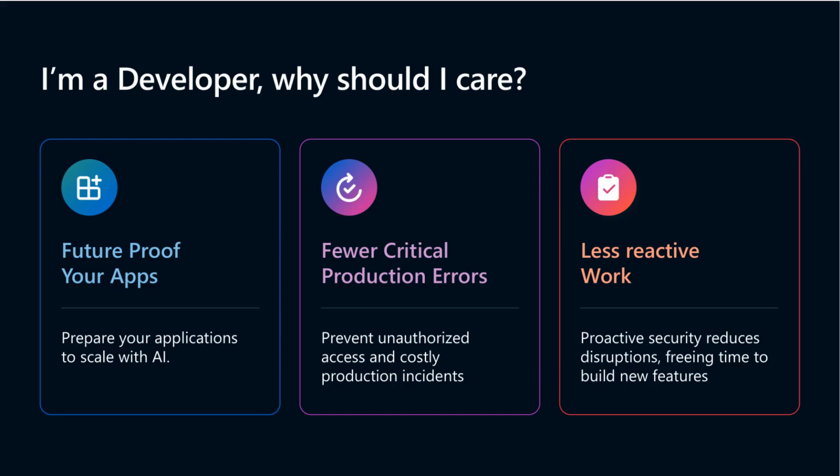A key point emphasized was future-proofing your applications by building strong identity foundations early on. Doing so not only protects against unauthorized access, but also reduces critical production issues, leading to a more stable and scalable system. This proactive approach minimizes firefighting and frees developers to innovate and roll out new features seamlessly as AI capabilities evolve.